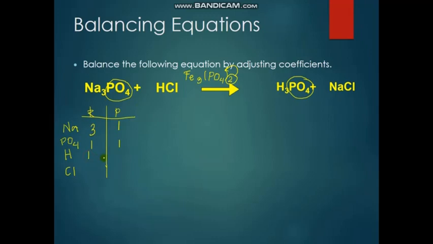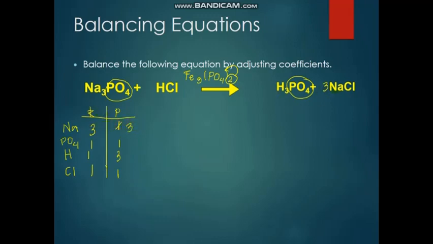Hydrogen is 1, and then chlorine is 1. The hydrogen in the product side is 3, and the chlorine is 1. Since the higher numbers are equal, we can choose any of the two. So say for instance, in the product side, we want to balance the sodium. We multiply 3 to sodium chloride. So this will become 3.